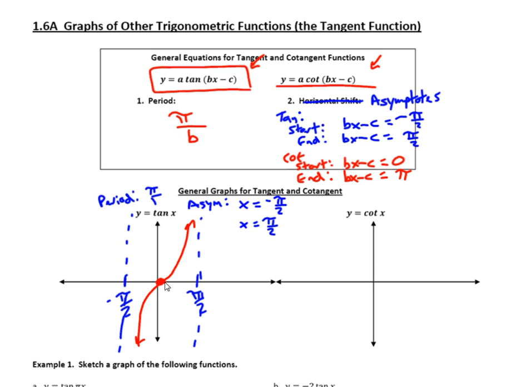I could go another pi away. So this would be a negative 3 pi over 2 to have another asymptote. And this graph could go like this and come back down. And I can draw as many of these in. They're repeating the same way as sine and cosines did. We're going to look at just drawing in one period as we go along, though.